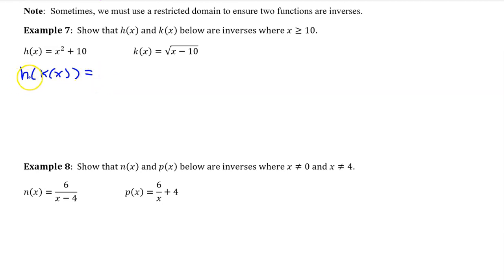First, we must show that h of k of x is equal to x. H is the outer function here, so let's rewrite h using parentheses instead of x. X squared plus 10 becomes parentheses squared plus 10. And inside goes k of x.